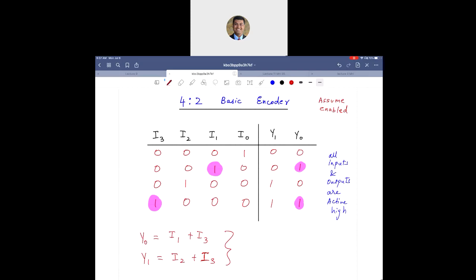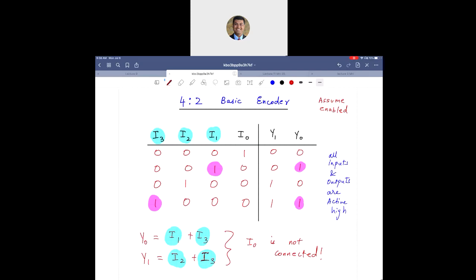But okay, let's see this. I1 present, I3 present, I2 present. Huh. It doesn't matter what I1 is. So for a basic encoder, I0 is not playing a role in determining Y0 and Y1. The least significant input doesn't matter in this case. You guys see that? So that's one of the unique things that an encoder has, and we will see this play out later as well.